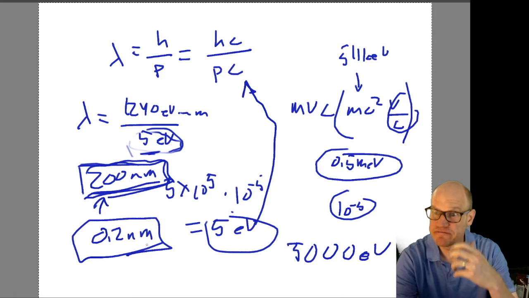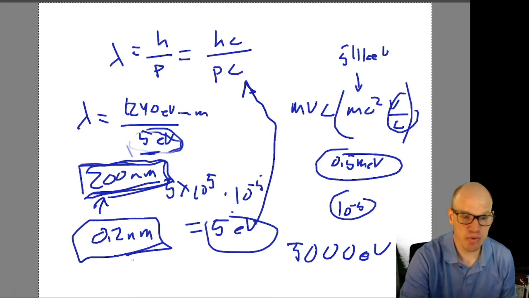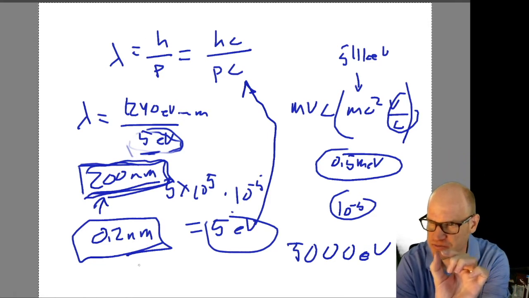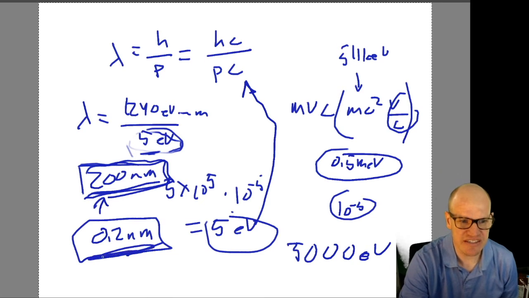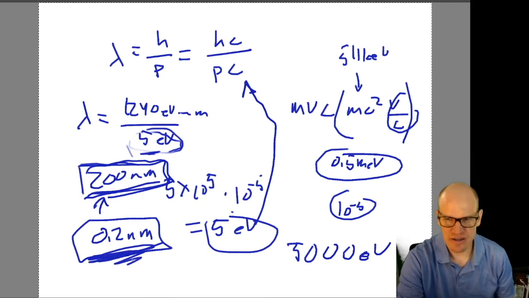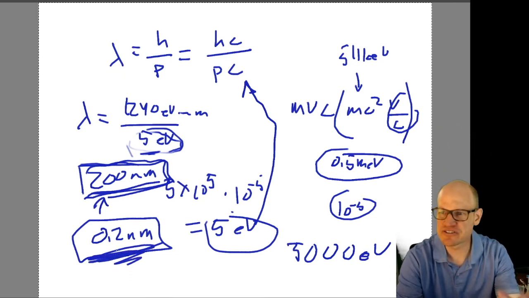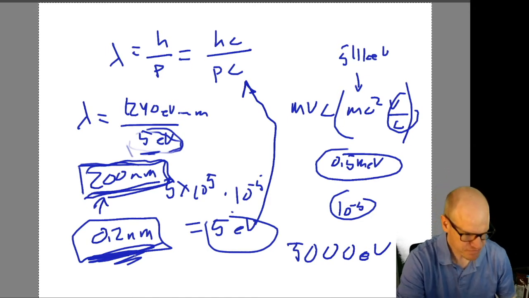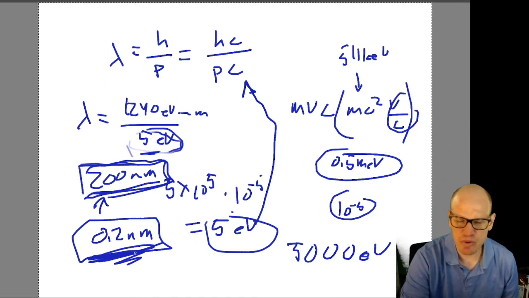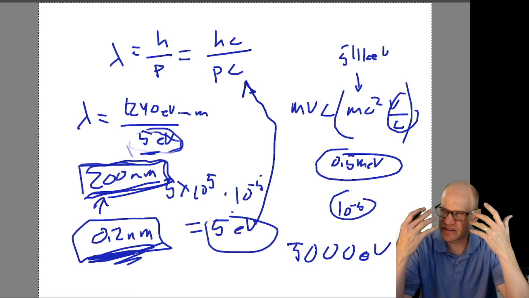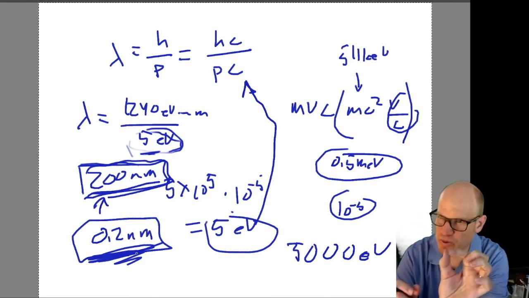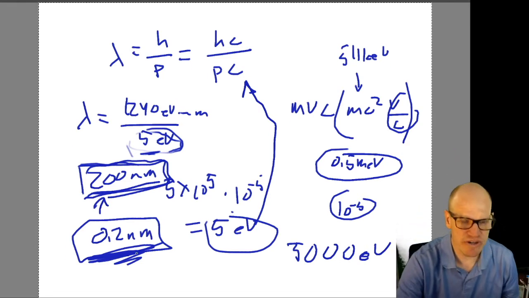If you go to 50,000 volts, then you get 0.02 nanometers. That's a much smaller length. This is a tiny wavelength. Visible light is 1,000 times longer than this. Okay, so at 0.2 nanometers, now you're using 0.2 nanometer wavelengths to measure things.